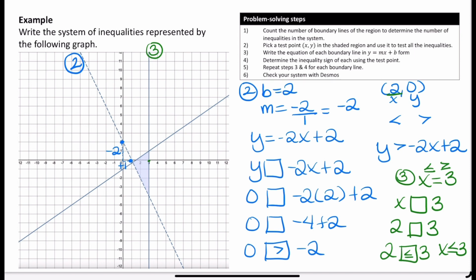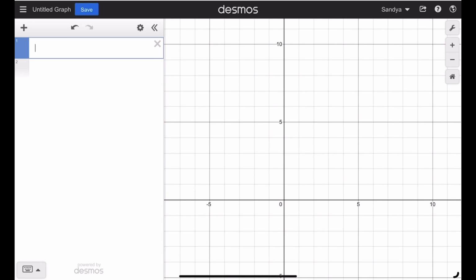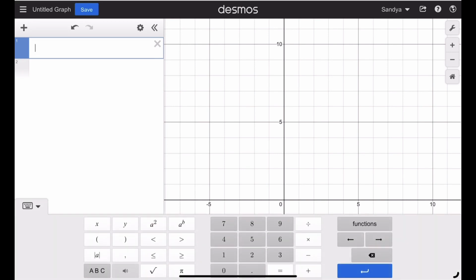So now we have our system of equations, right? We have x is less than or equal to 3, y is greater than negative 2x plus 2, and we have y is less than or equal to 2/3 x minus 1. Okay, so now let's use Desmos to help us check our answer. So I'm going to go ahead and type in our system of inequalities.